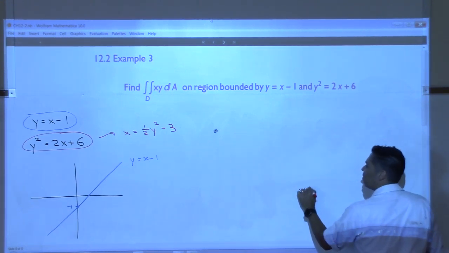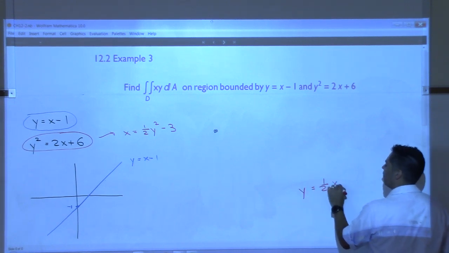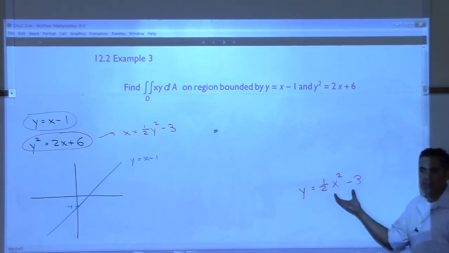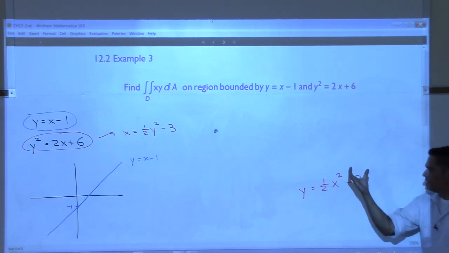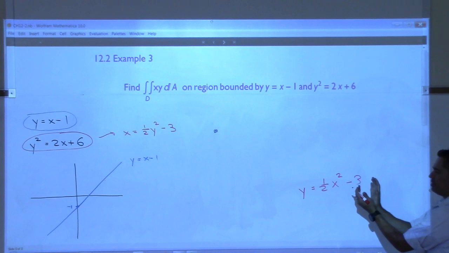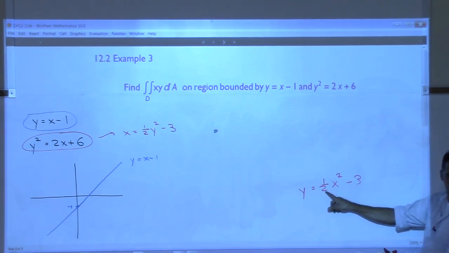So if it were written this way, I trust that everyone could graph this. This is a parabola. It opens up because this is positive. It's been moved down 3, and it's actually spread out a little bit because this number is smaller than 1.